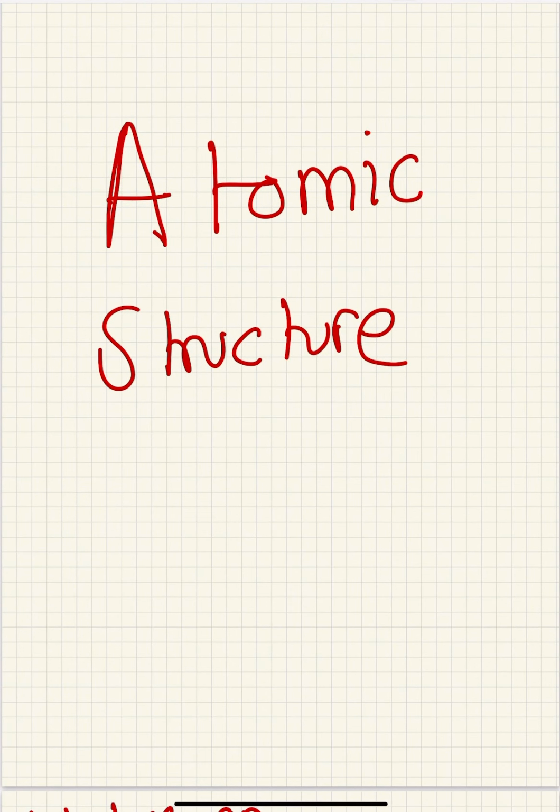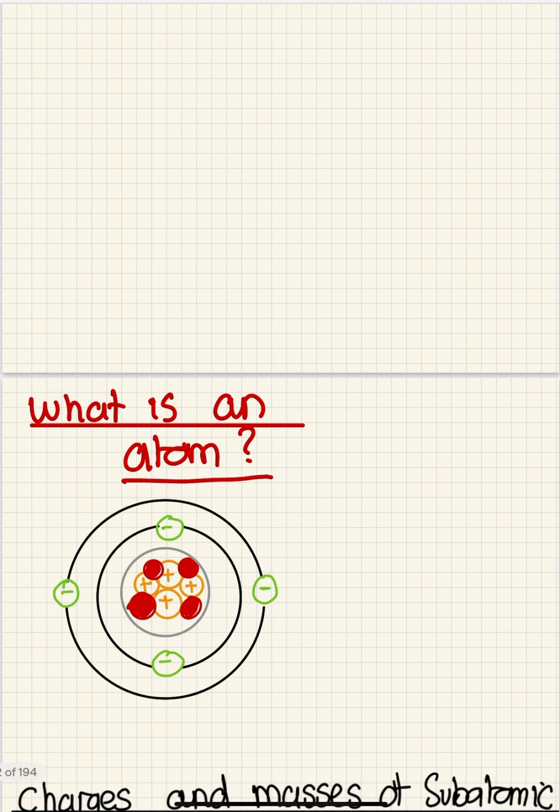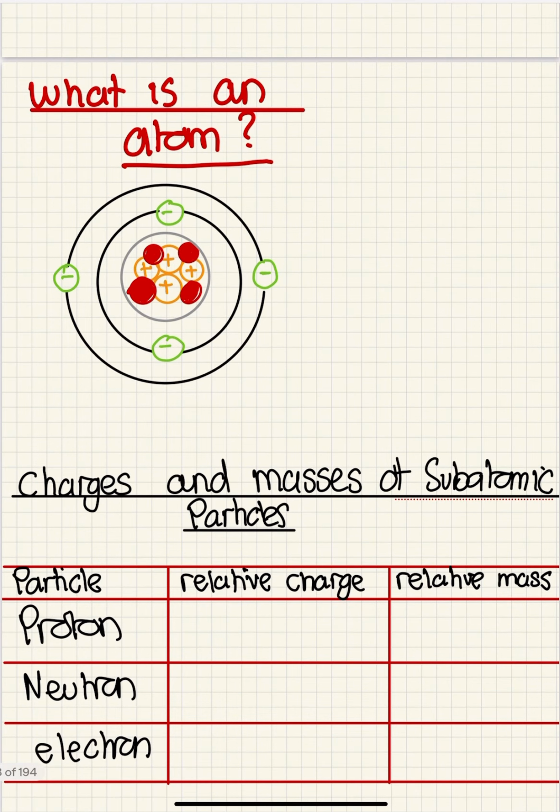Today we'll be looking at atomic structure. So let's start off with what is an atom. As you can see, I have a little drawing over here of an atom, but let's describe what it is. So an atom has a positively charged nucleus.